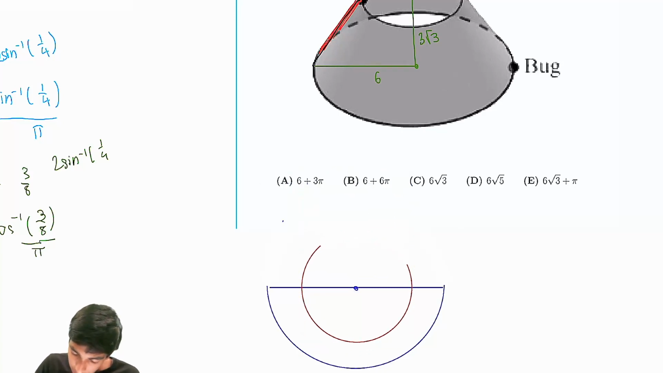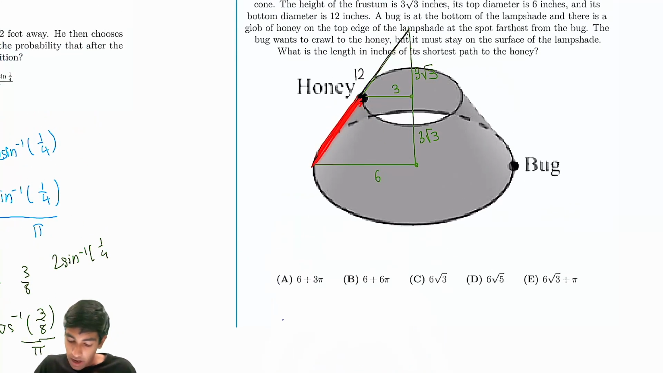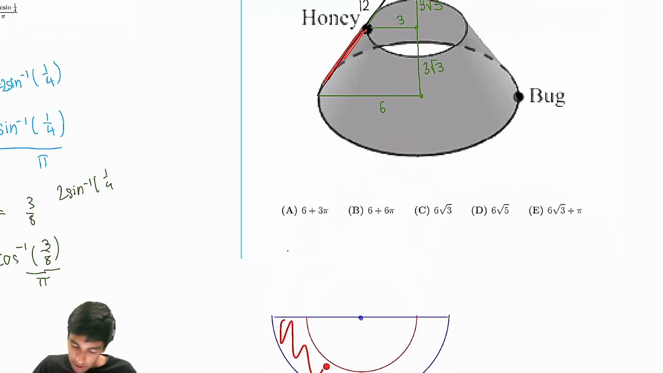And now the question becomes, what do the bug points and honey points really represent? So imagine we cut it open here. What we get is this region. Now, if you can imagine, the honey is going to be clinging on over here. Imagine we unfold this, we move that piece.